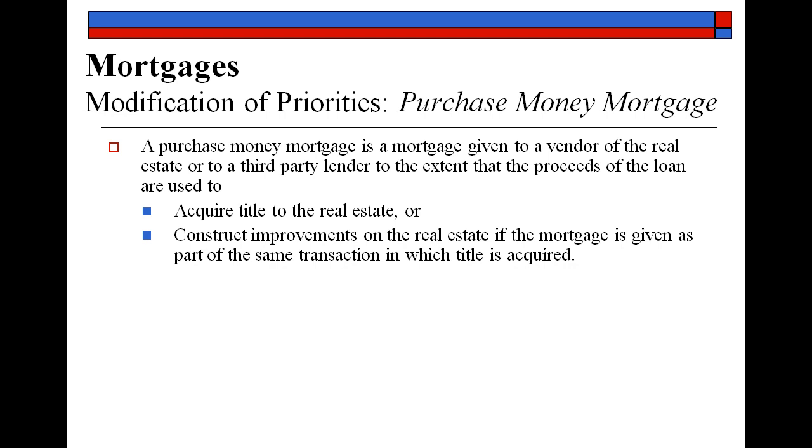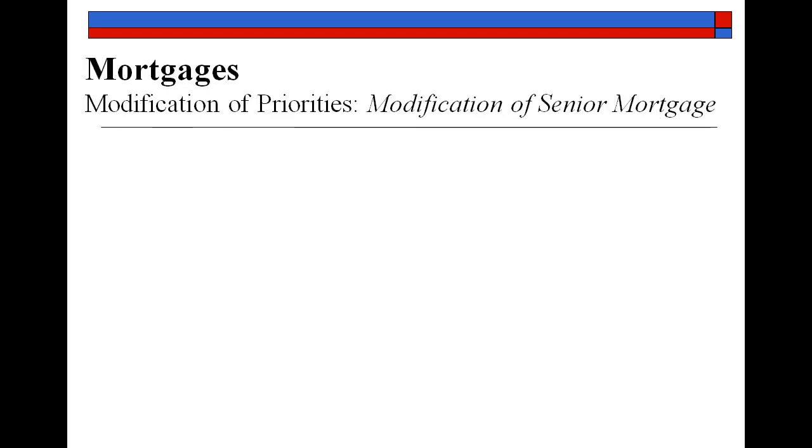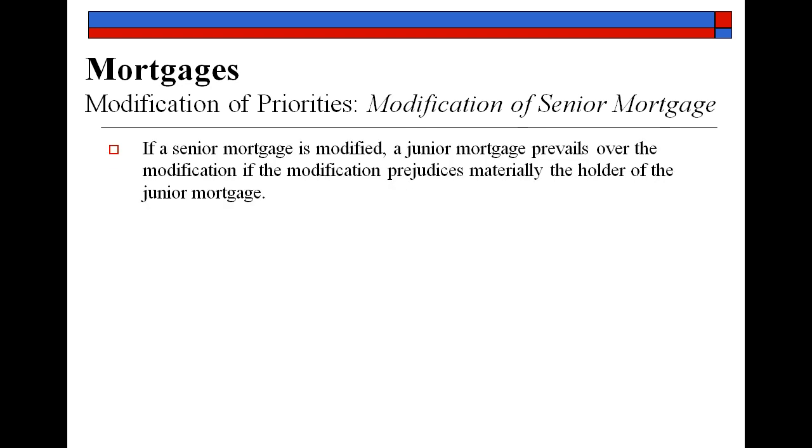If a purchase money mortgage is created, it's given priority over a lien, such as a judgment lien or a homestead claim, that attaches to the property through actions of the mortgagor, even if the lien was recorded first. The second type of modification occurs when a senior mortgage is modified. If a senior mortgage is modified, a junior mortgage may prevail over the modification if the modification prejudices materially the holder of the junior mortgage.